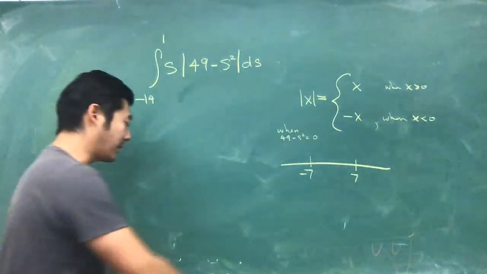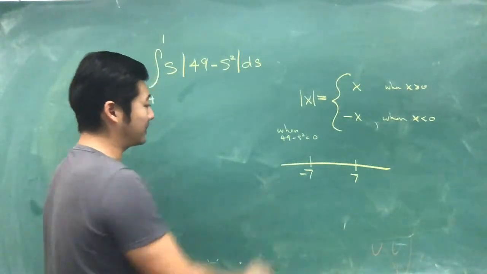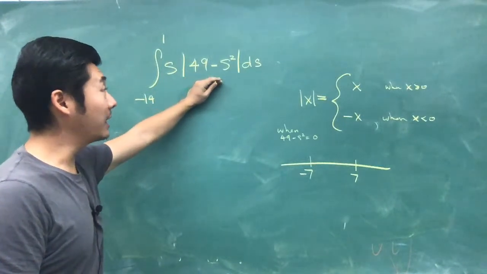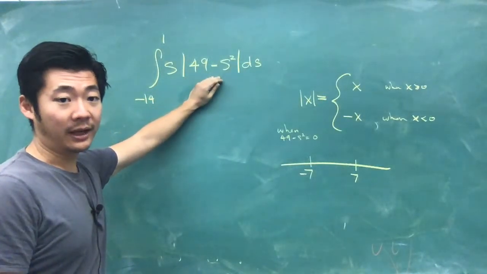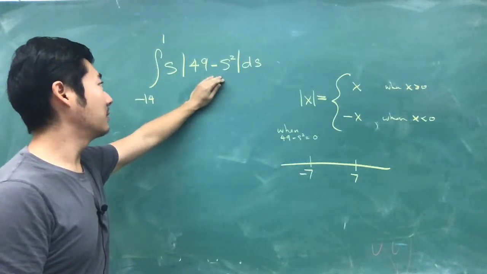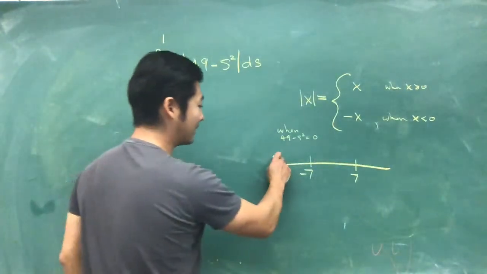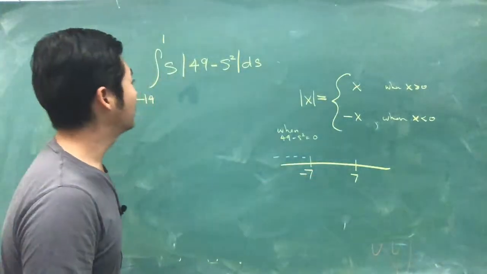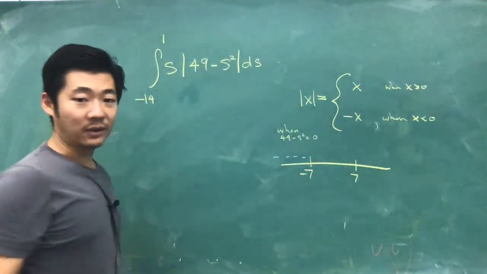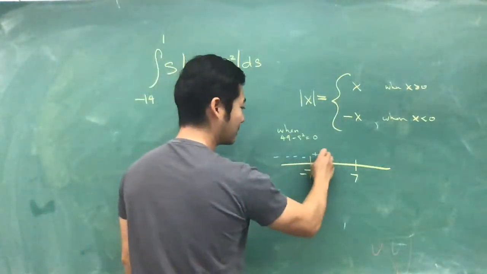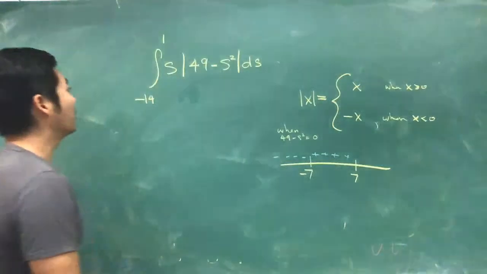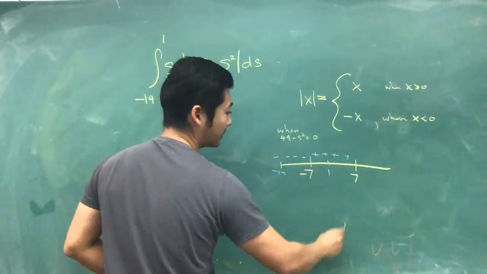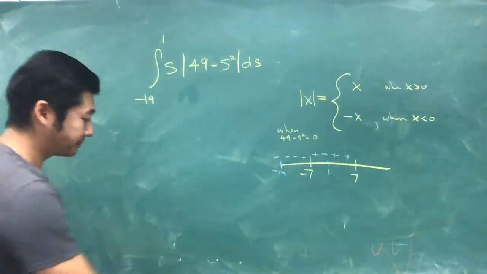So now you have to figure out when it's less than negative 7, is the inside expression positive or negative? When it's less than negative 7, like negative 8, that's 64, which is bigger than 49. So this side is negative. When it's greater than negative 7 but less than 7, then the inside expression is positive. You can plug in like 0 or something. Now, you're only integrating from negative 14 to 1, so you don't really need the remaining parts.